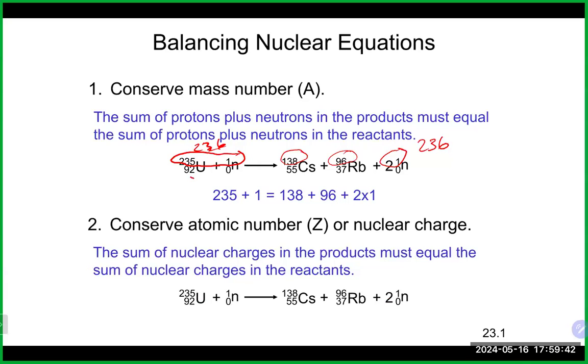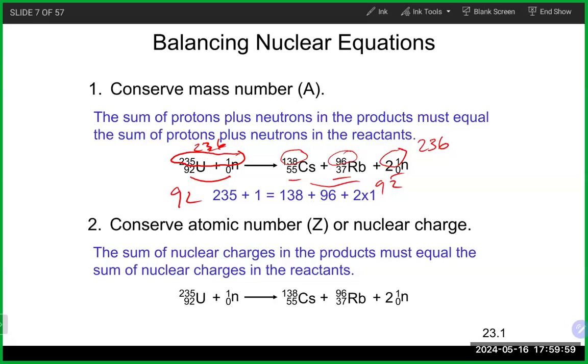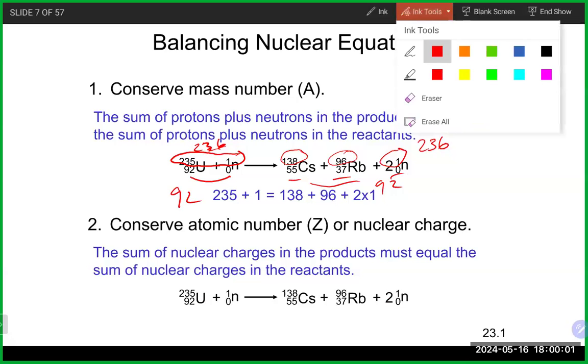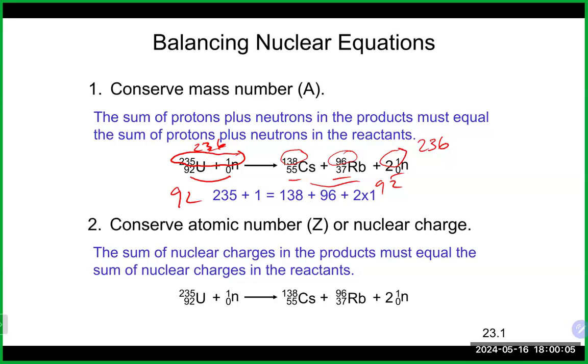We would add up the bottom numbers, which is 92 on the left. We got a 55 and a 37 and a 0. And that's going to be 92 on the right. So this would be considered a balanced nuclear equation because all the mass numbers on the left add up to all the mass numbers on the right, and all of the atomic numbers on the left add up to all the atomic numbers on the right.